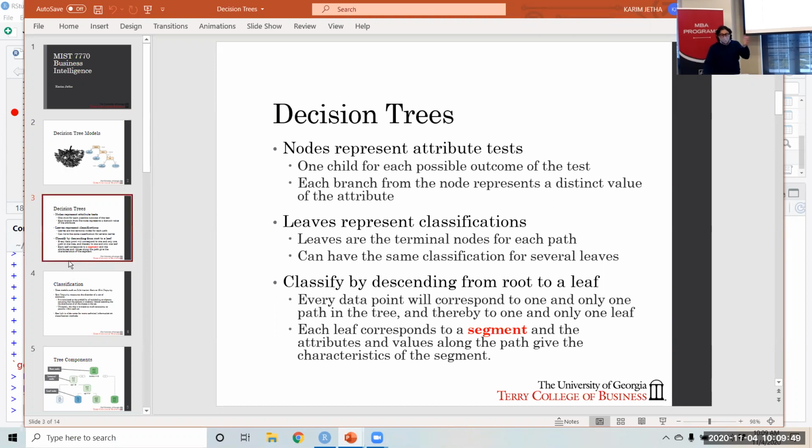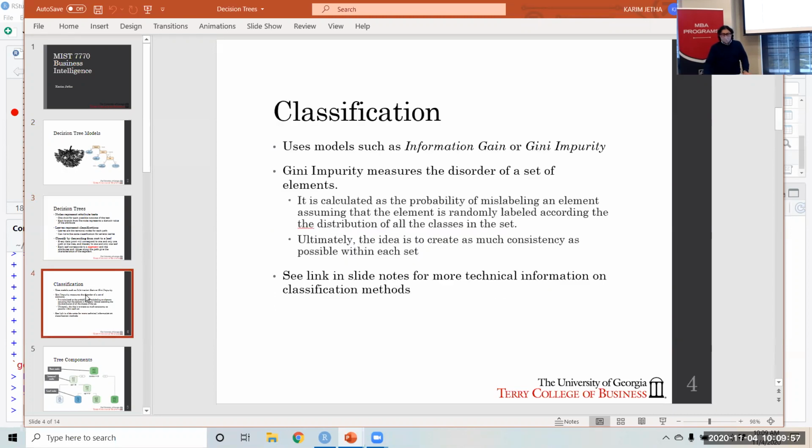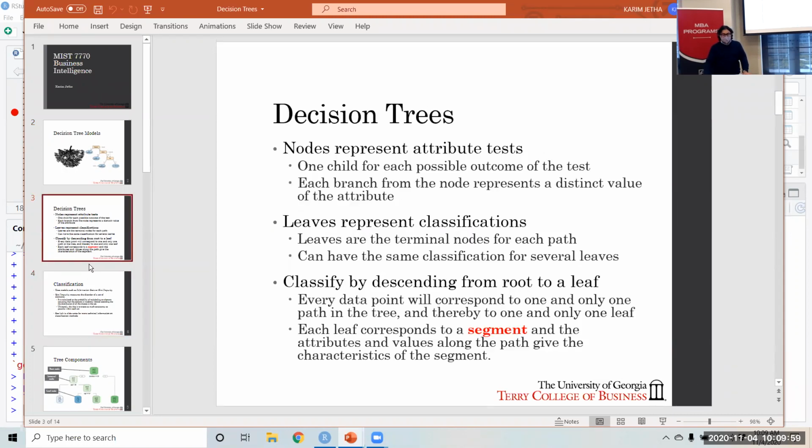So we'll look at what this looks like in concrete detail in a second, where this nodes and leaves thing will start to make a little bit more sense. But what is the actual classification process?